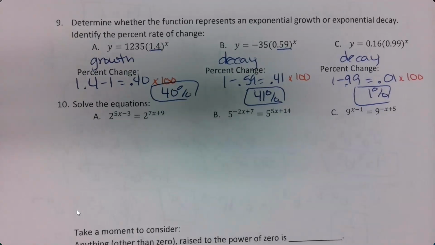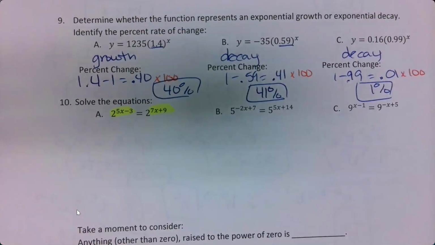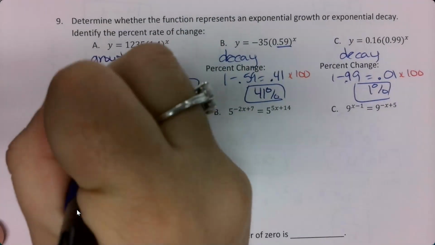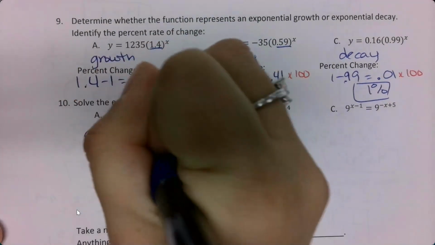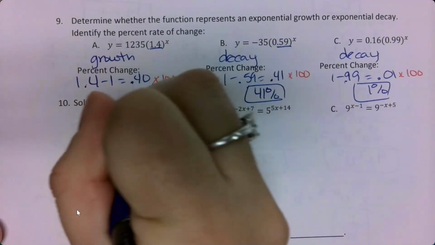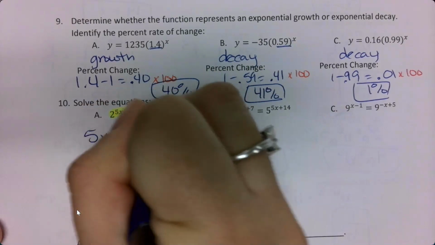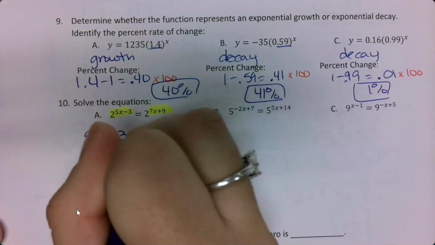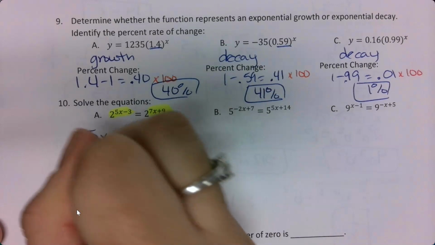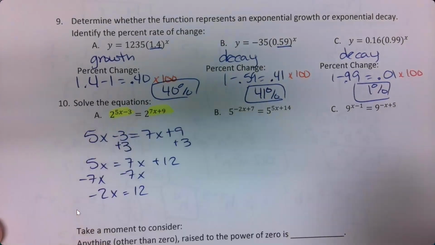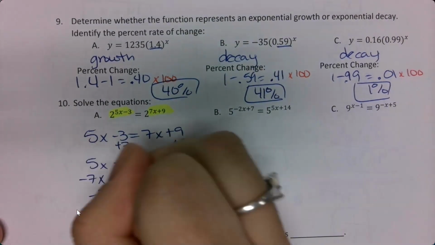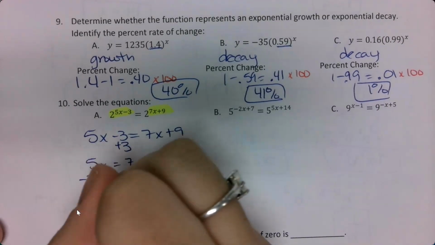Number 10 wants me to solve these equations. I take my exponents and I set them equal to each other. So I'm going to have 5x minus 3 equals 7x plus 9. Then I just want to add my 3, so I have 5x equals 7x plus 12. Subtract my 7x. I have negative 2x equals 12. Divide both sides by negative 2. X equals negative 6.